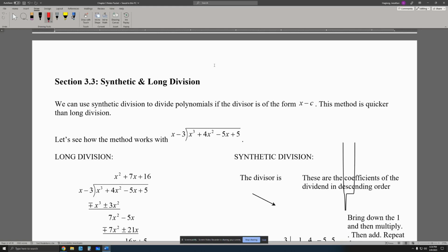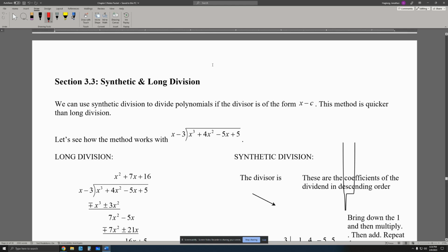Hi everyone. Today we're going to be completing our notes on section 3.3, which is dividing polynomials. Today we're going to be discussing two different methods for dividing polynomials, those being synthetic division and long division. We'll start with synthetic division. We use synthetic division to divide polynomials if the divisor is of the form x minus c. This method is quicker than long division.